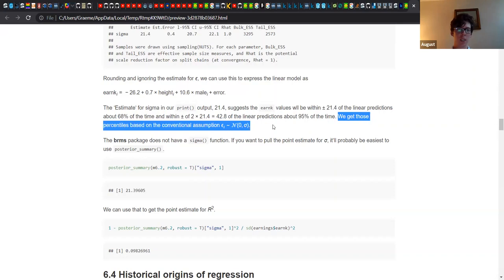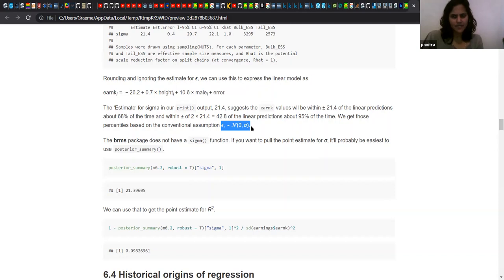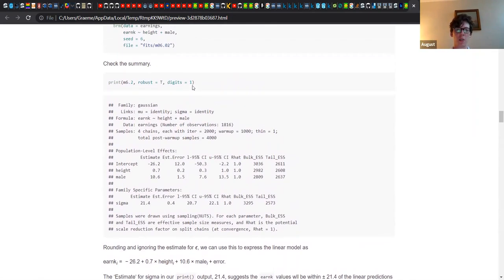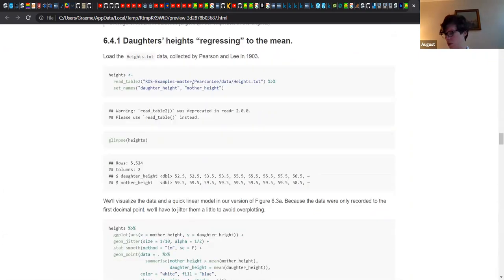We get these percentiles based on the conventional assumption. I don't know why that's conventional. So it would have to be mean 0 and standard deviation 1 for you to make that assumption of 68% and 95%, correct? You would have to have a normal distribution. But that's what standard deviation does. It turns everything into a standard value, and everything comes from the mean or median. If we take the mean value up here, which we don't have.